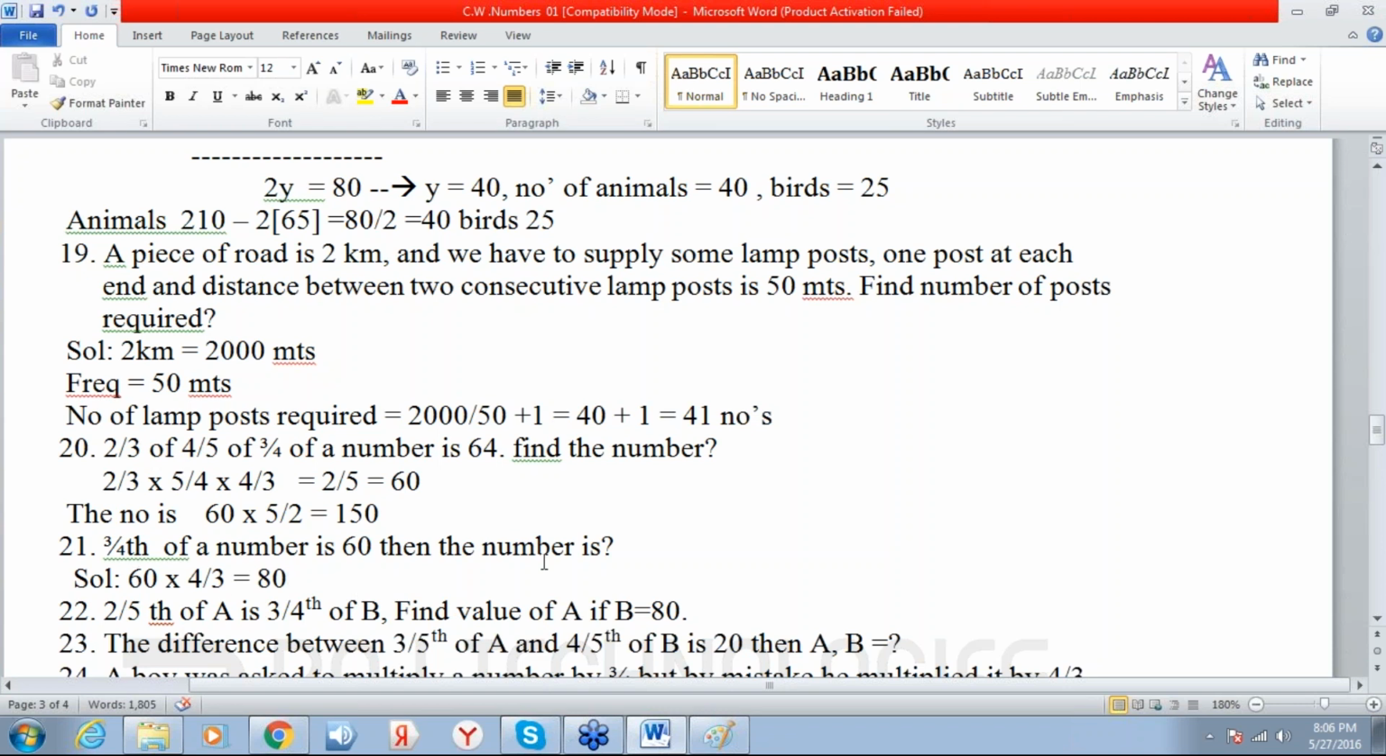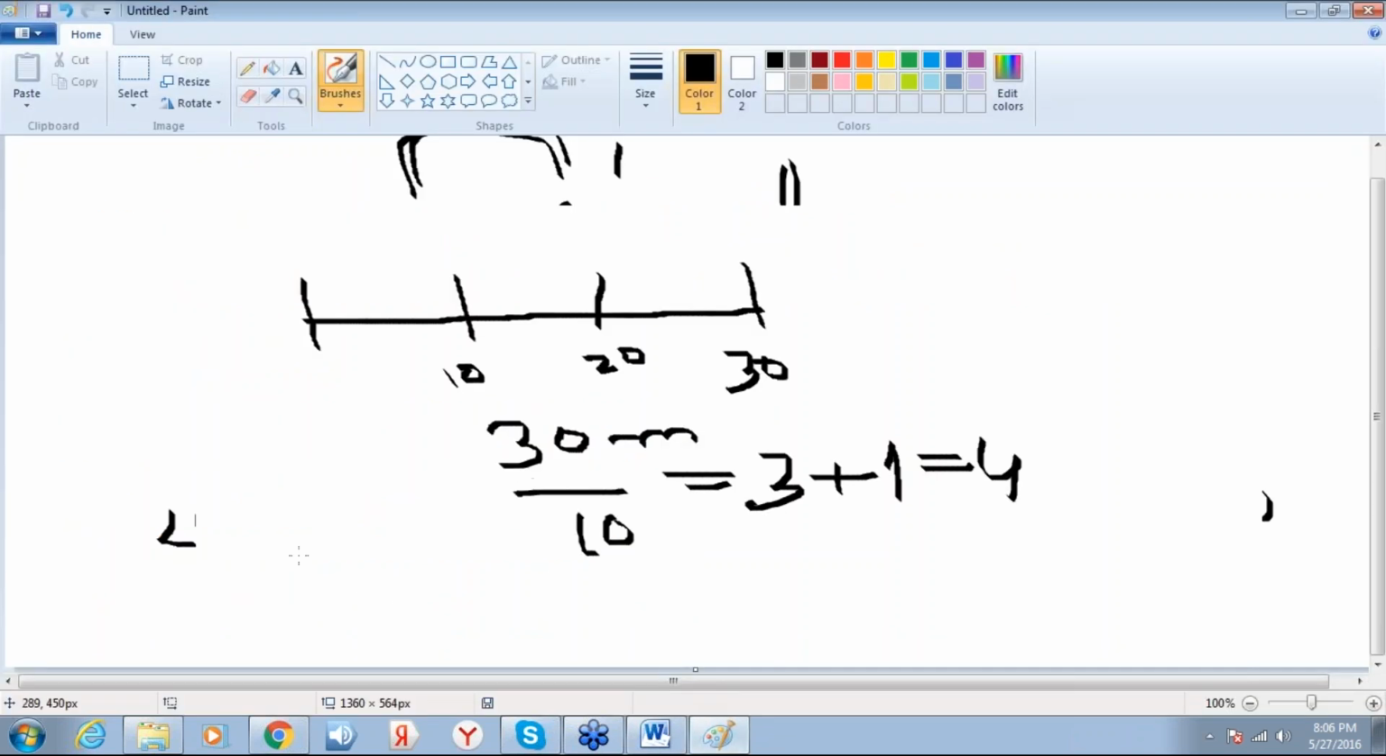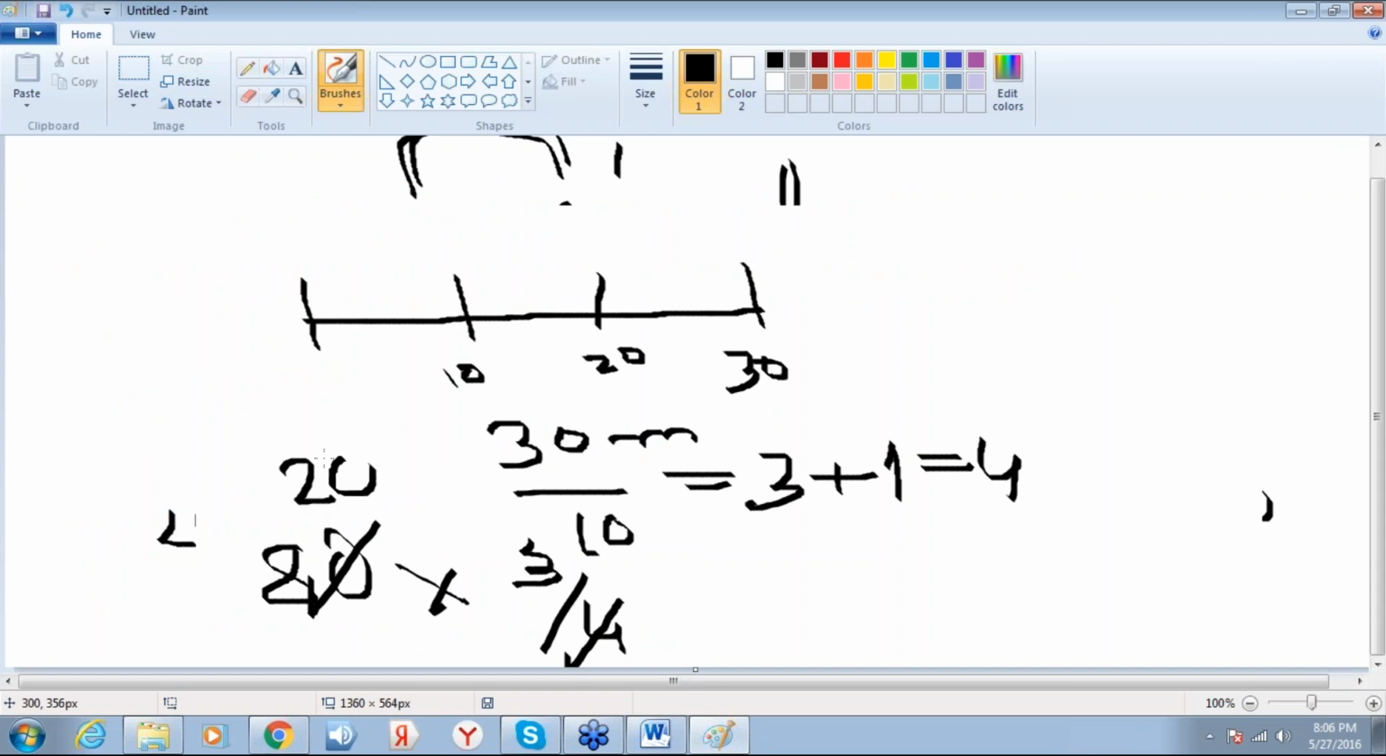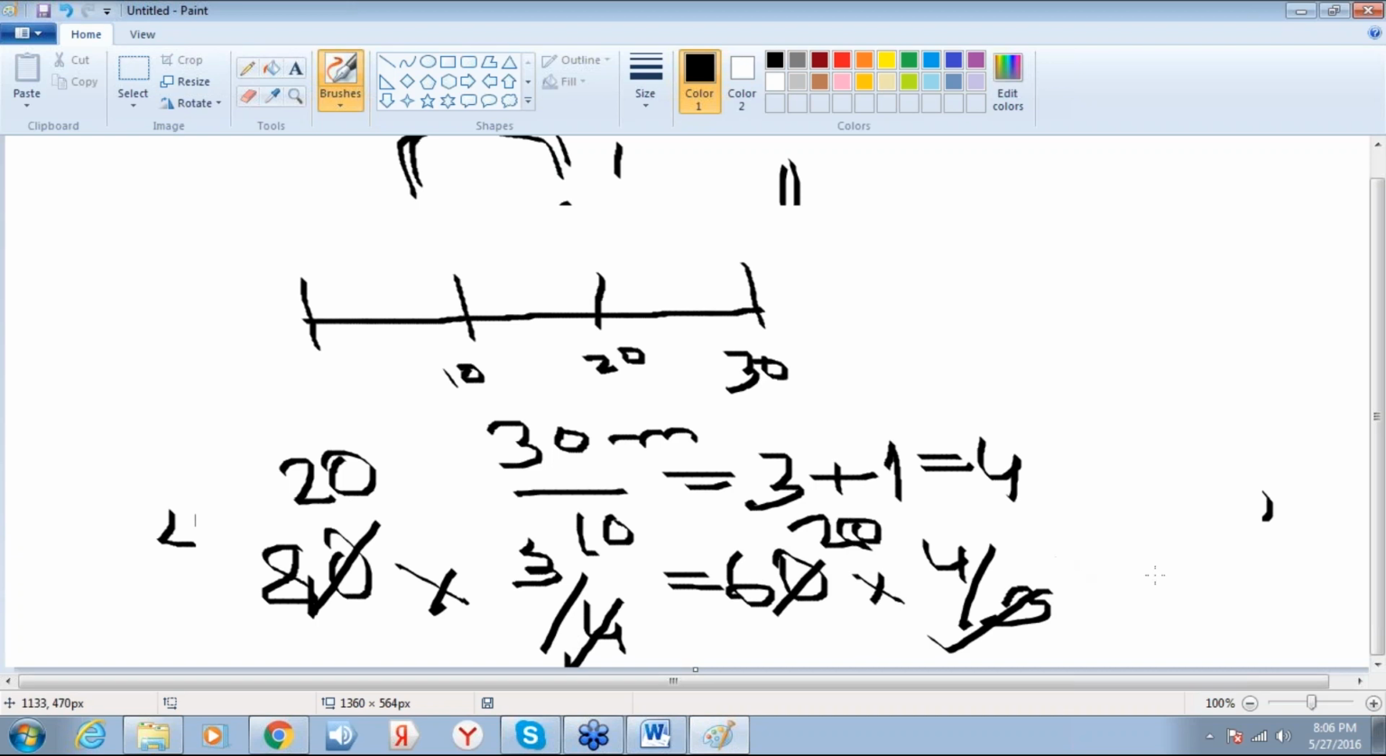Now 3/4 of 80 is equal to 80 into 3 by 4. 4 20s, 20 into 3 is 60. And when 3/4 of a number is equal to 60, then the number is 60 into, reverse the fraction, 4 by 3. 3 20s, 20 into 4 is equal to 80. Right?